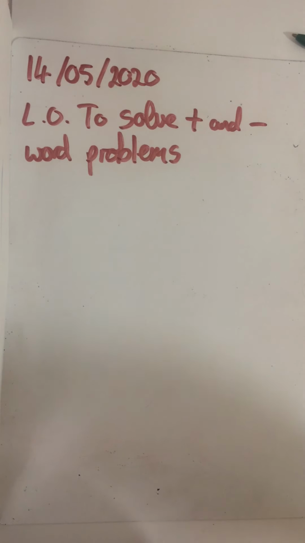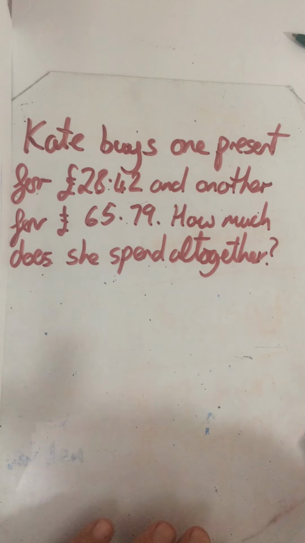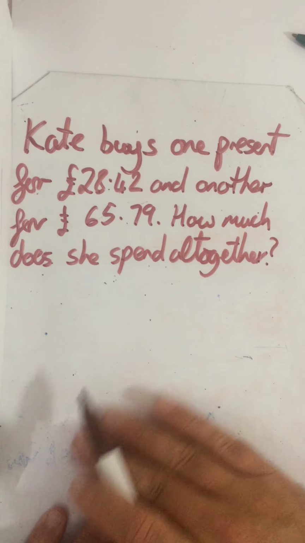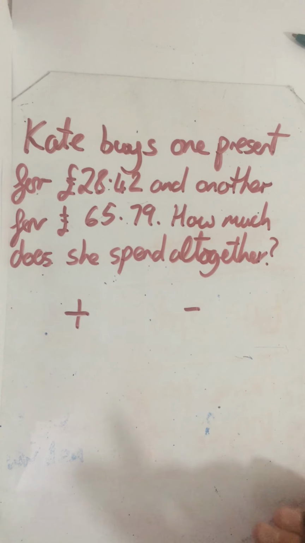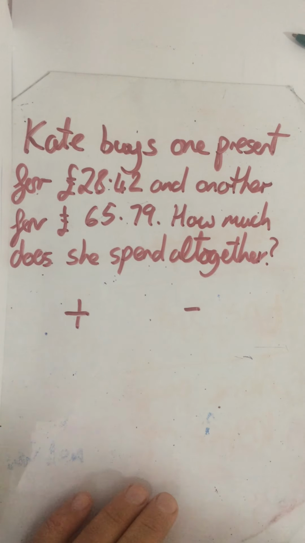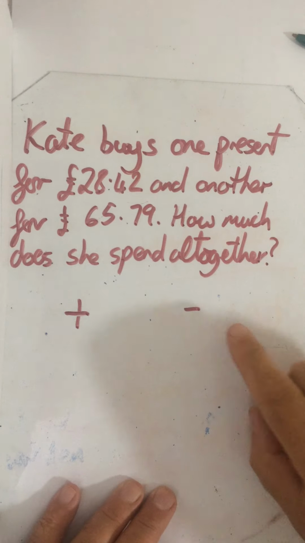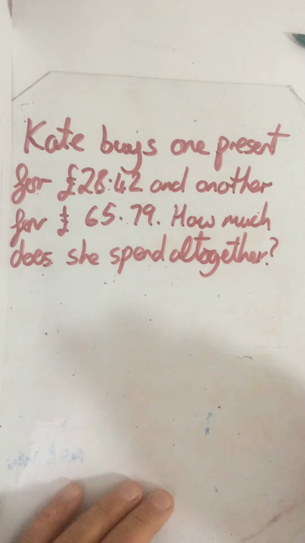Right, okay. So let's have a little look at this word problem. Here we have: Kate buys one present for £28.42 and another for £65.79. How much does she spend altogether? Now, for all the questions today, the first thing we have to ask is, is it an add or a take away? As they become more difficult, very often you do both. But today they're more straightforward, although there's a few tricky ones towards the end.